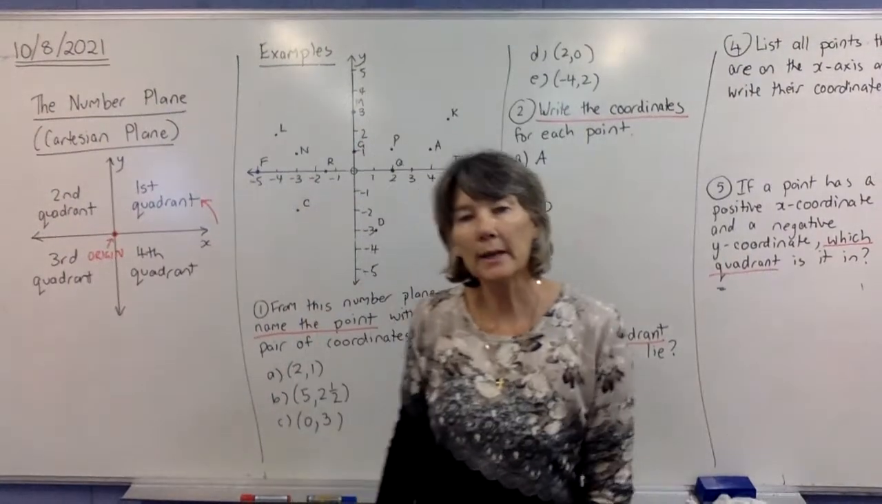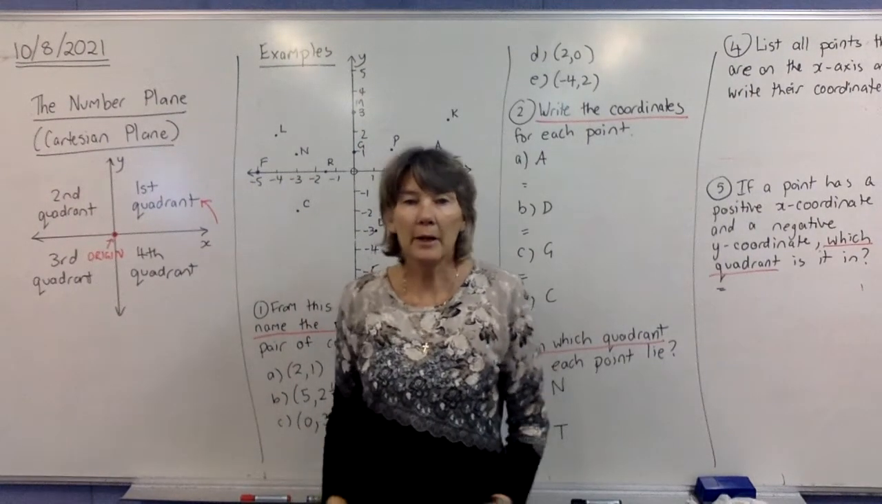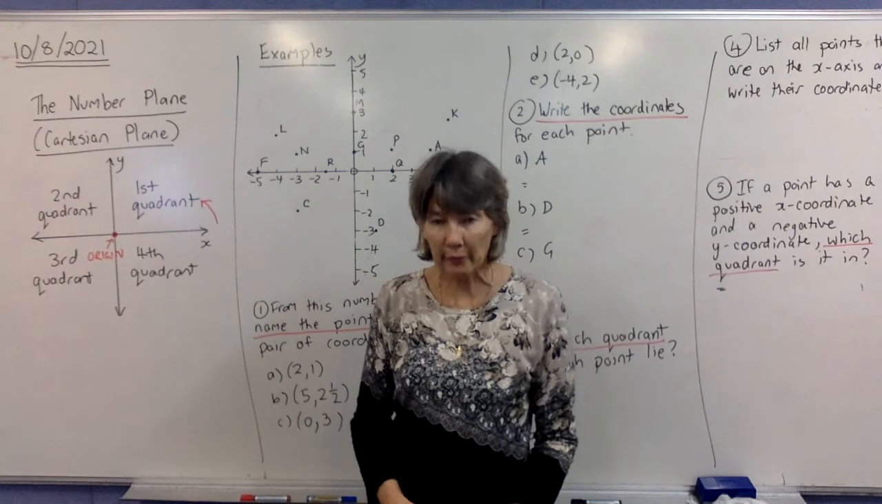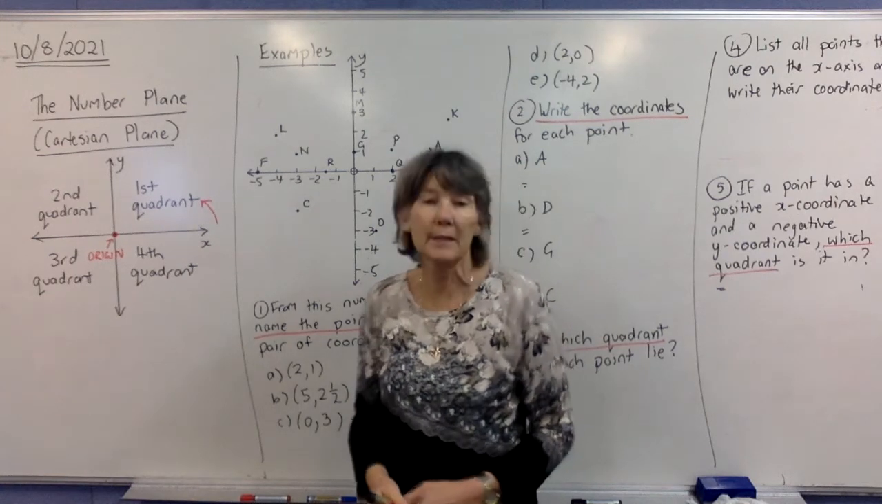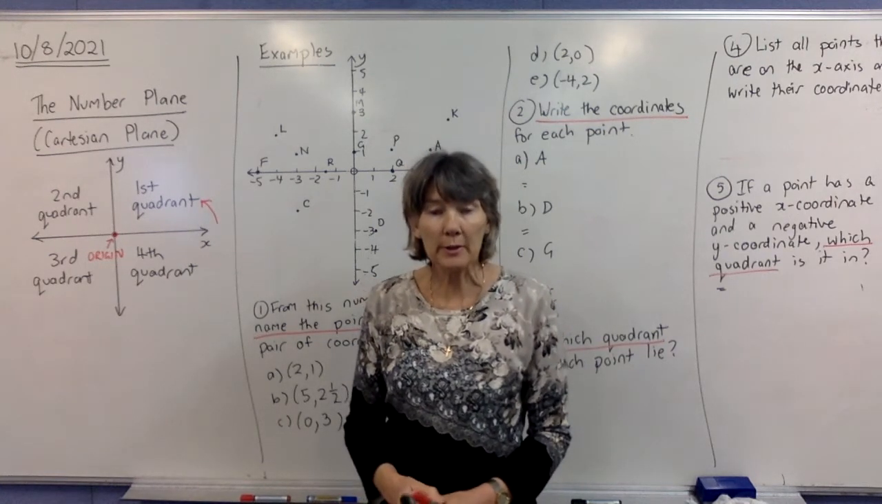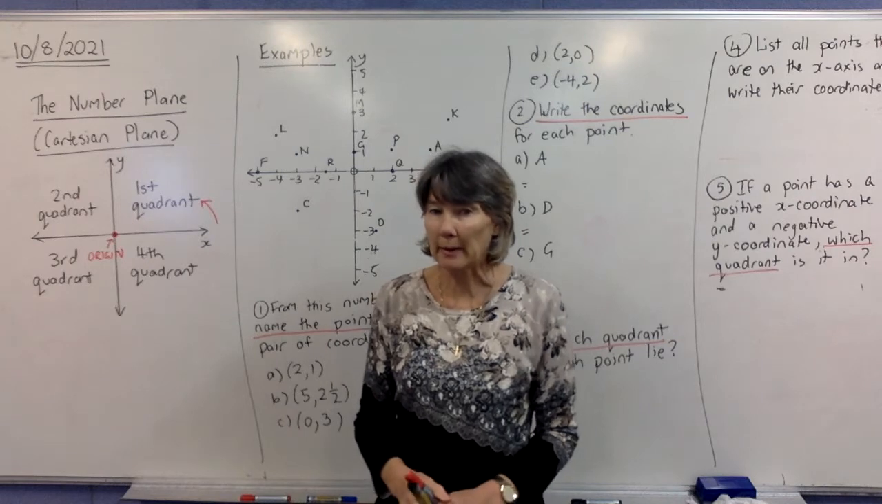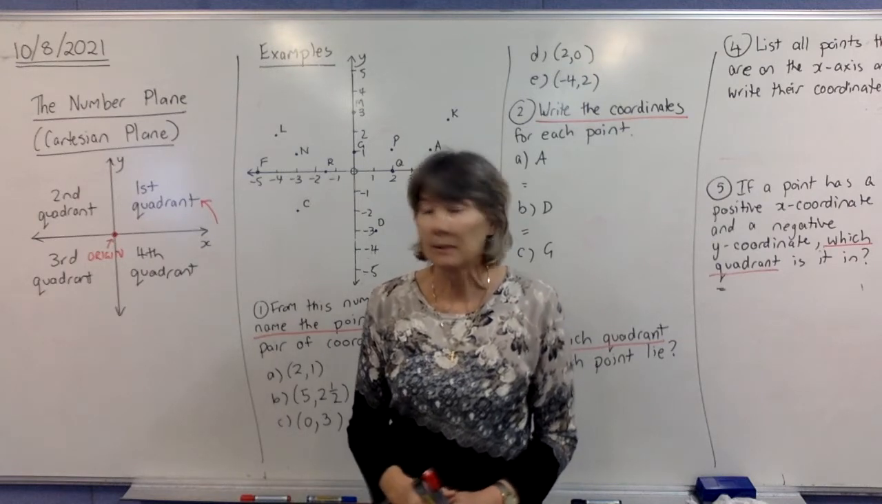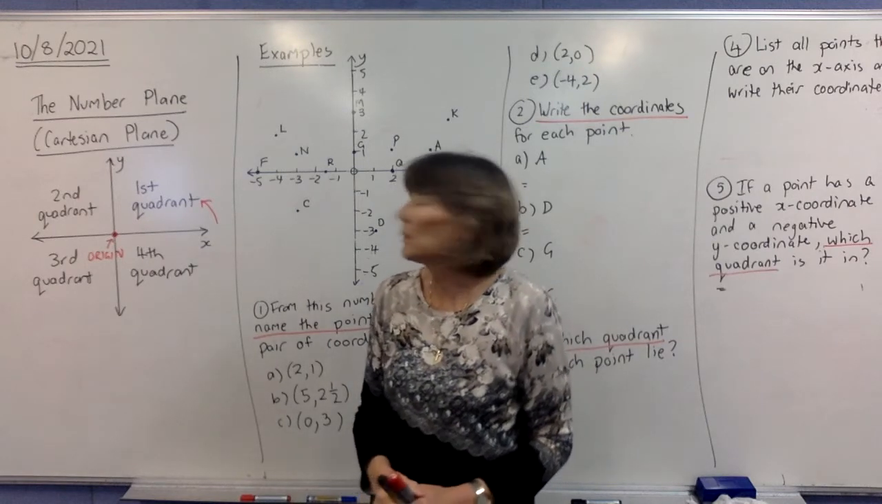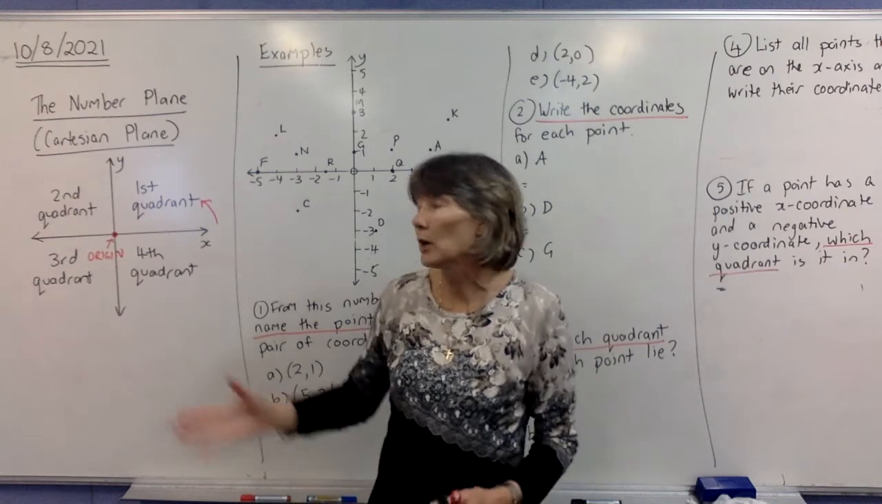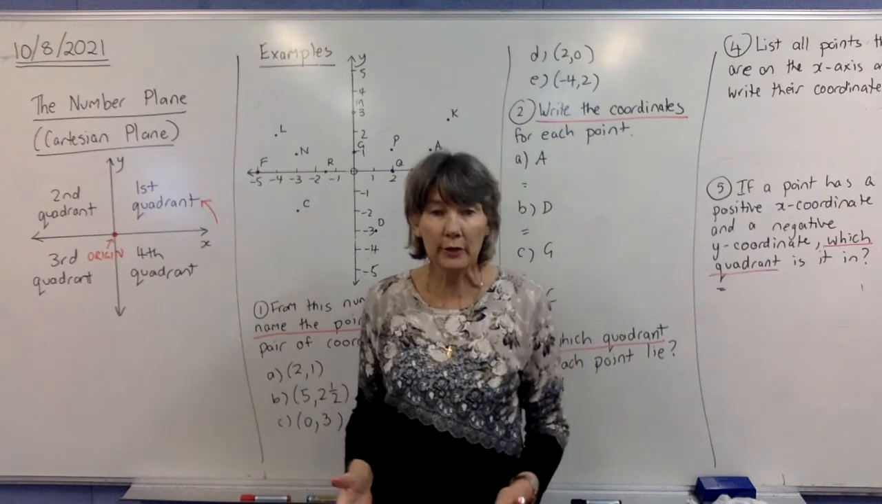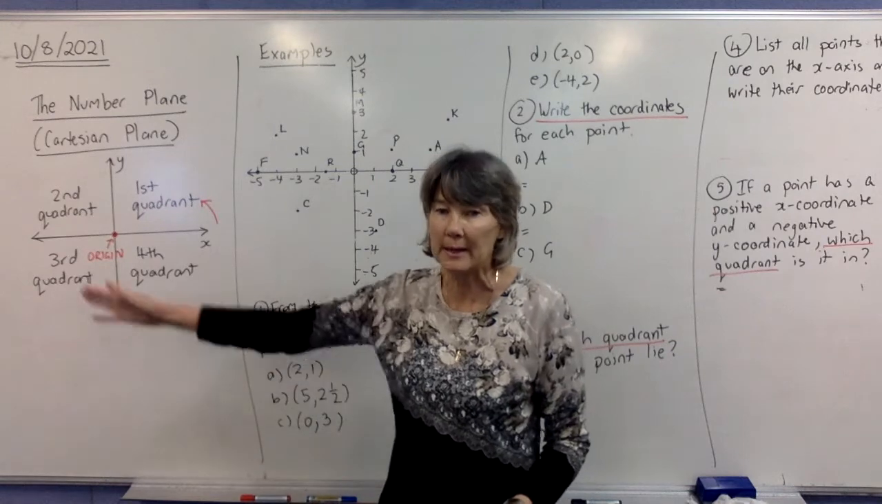Alright, so today we're doing the number plane. The number plane is actually properly called the Cartesian Plane. That's because it was discovered by a Frenchman named Descartes. So you will hear that name from time to time, Cartesian Plane. Don't get confused, it's just this number plane here.